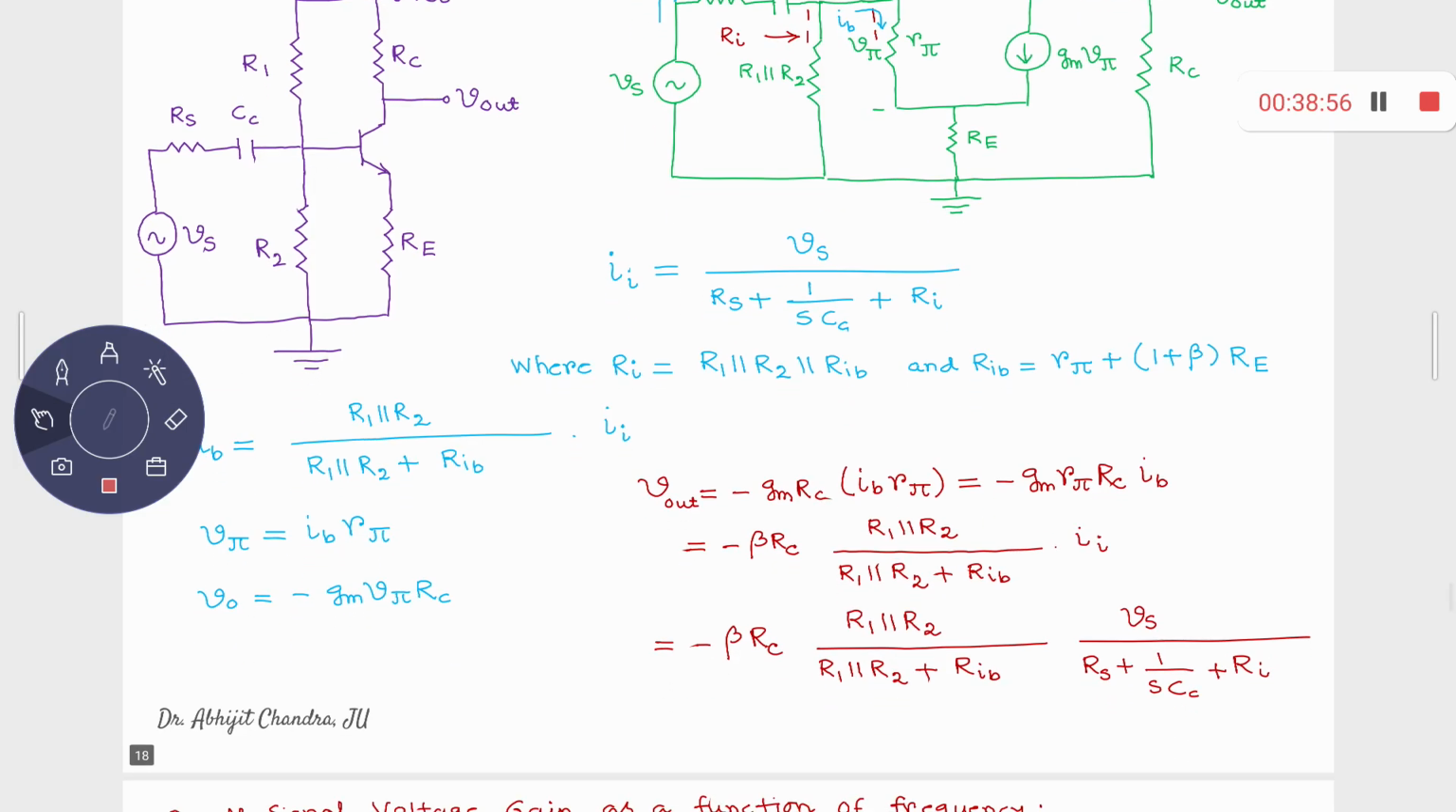V out is equal to minus beta RC times R1 parallel R2 upon R1 parallel R2 plus R_IB, multiplied with this factor. Now this factor is of our interest right at this moment, because already you know that this one is basically a frequency independent parameter. You have beta, RC, R1 parallel R2, all of them are resistors. Now here this particular thing, in fact the denominator, is a function of frequency. Right, so we have to observe what is the effect of this.